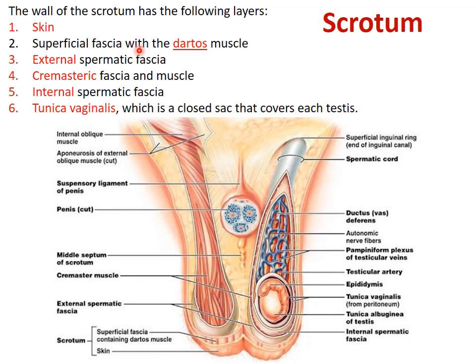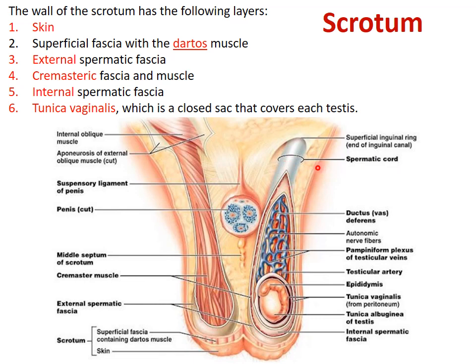Now come to this part, superficial fascia after the skin. Now this is what we have talked about, the spermatic cord, right? Now this spermatic cord is covered with external spermatic fascia, cremasteric muscle and cremasteric fascia, and the internal spermatic fascia. Now these are all related to the spermatic cord, right? So when you come to the spermatic cord, you will discuss external spermatic fascia, cremasteric muscle and fascia, and internal spermatic fascia. That is all related with this ring, the spermatic cord.